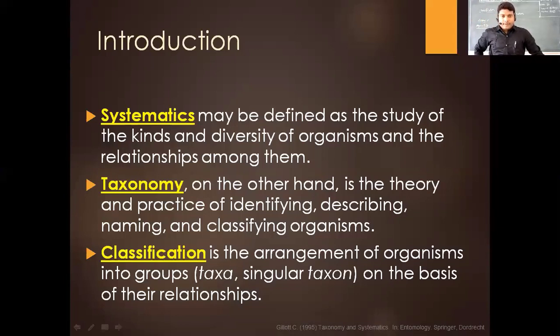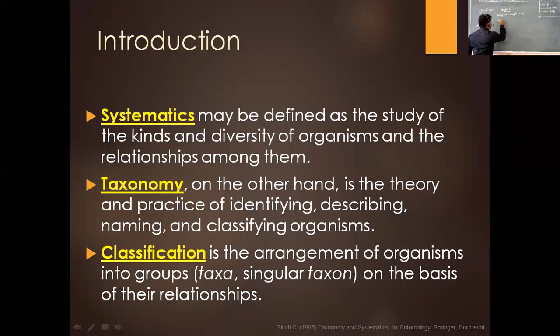So we have learned about these terms in the earlier class. That is, we have learned what systematics means, taxonomy means, and classification means. So again, just a recapitulation of what we have already learned. Systematics, as you can see on the screen, can be defined as the study of the kinds and diversity of organisms. What are the different types of organisms? What kind of diversity are they having? And what is the relationship among them? When we are talking about that, we use the term systematics.